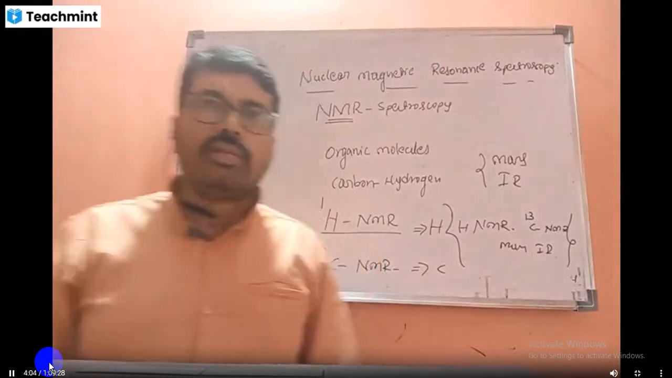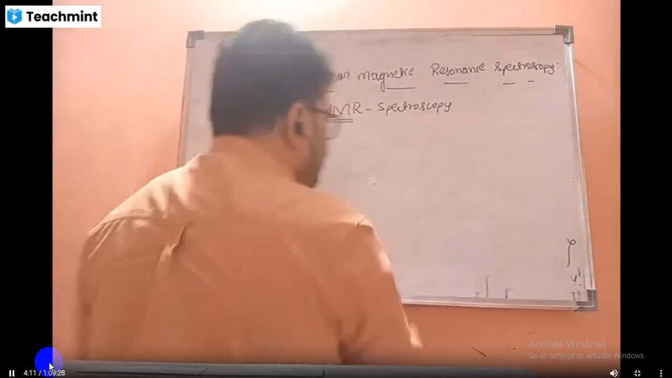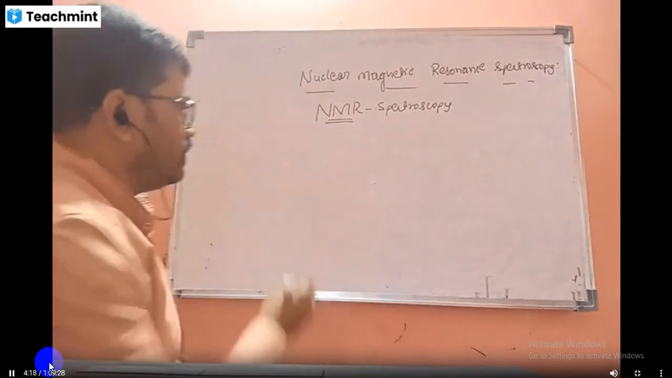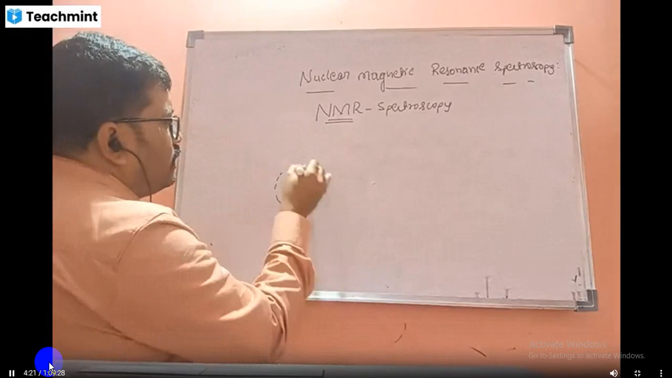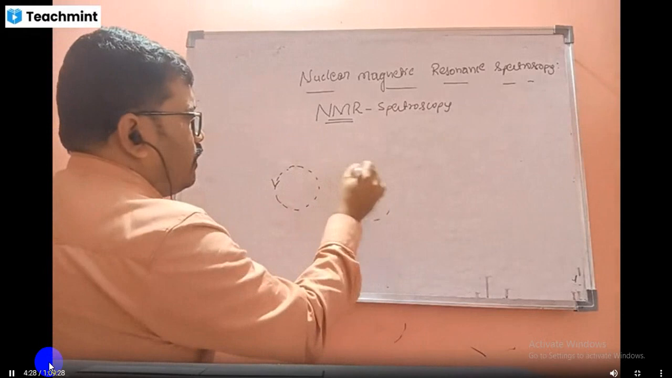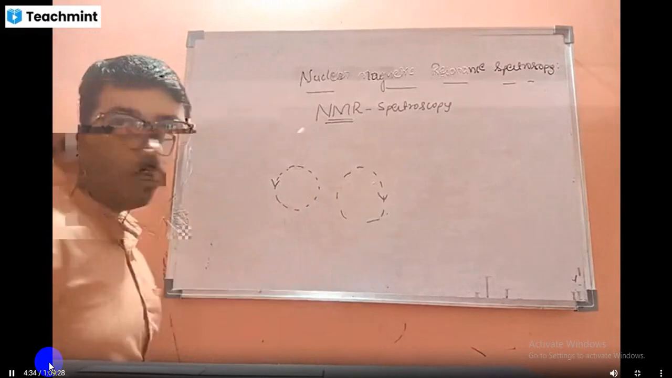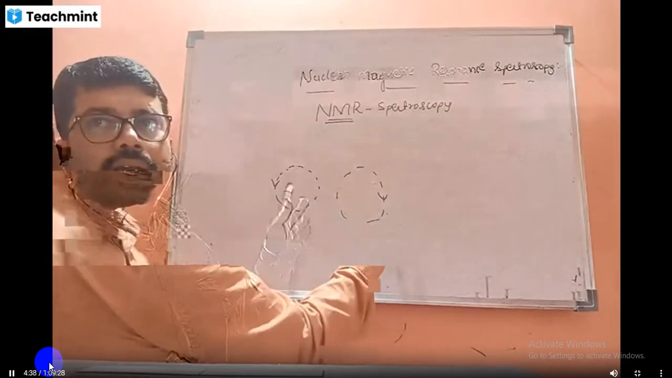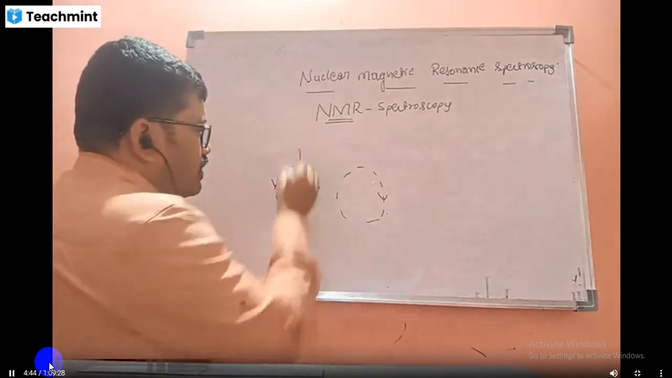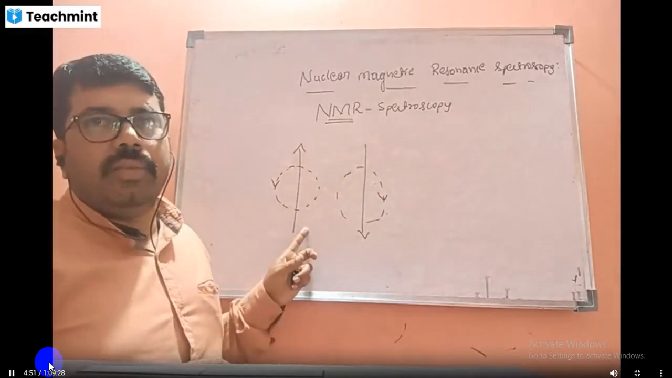What are the magnetic properties of nuclei? The atomic nucleus is a spinning charged particle. The nucleus spins on its axis, and because it spins, it generates a magnetic field.